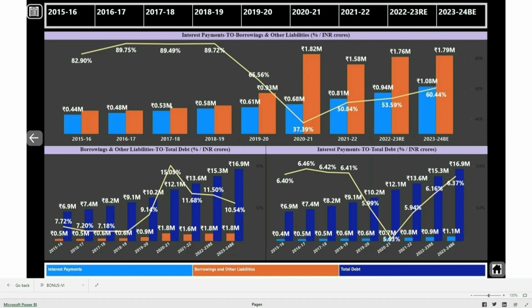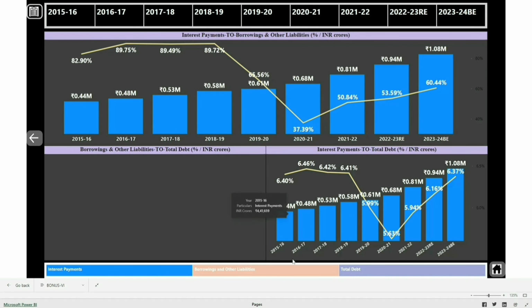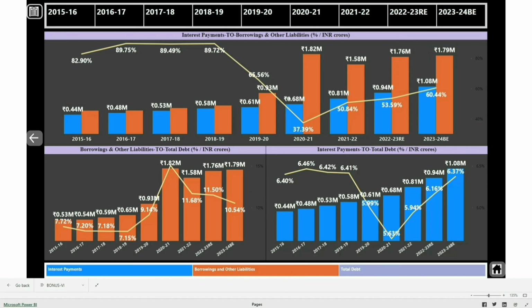Moving forward, I have to look at all of these charts individually. So for the first chart here, you have to look at interest payments as a percentage of borrowings and other liabilities, right? So what do these numbers signify? Let's say for the year 16-17, out of all the borrowings government was taking, 89.75% of it was to pay interest back. In simple terms, it somehow means that you're, let's say, taking a loan of 10,000 rupees to pay back an EMI of 8,975 rupees. Not exactly though, but you get the idea.